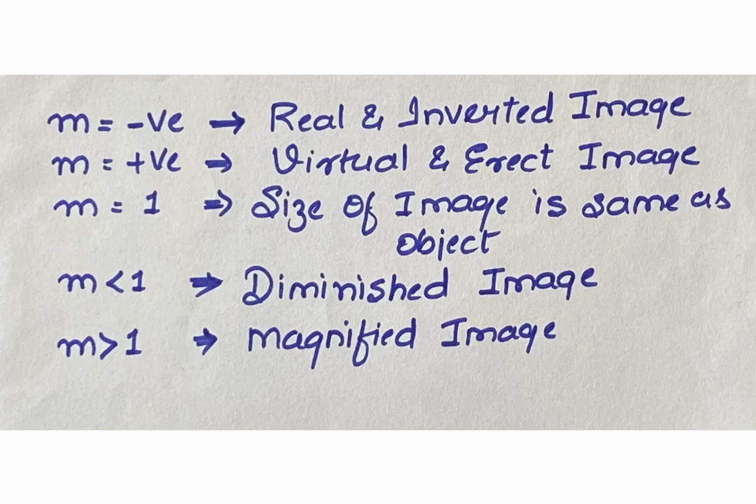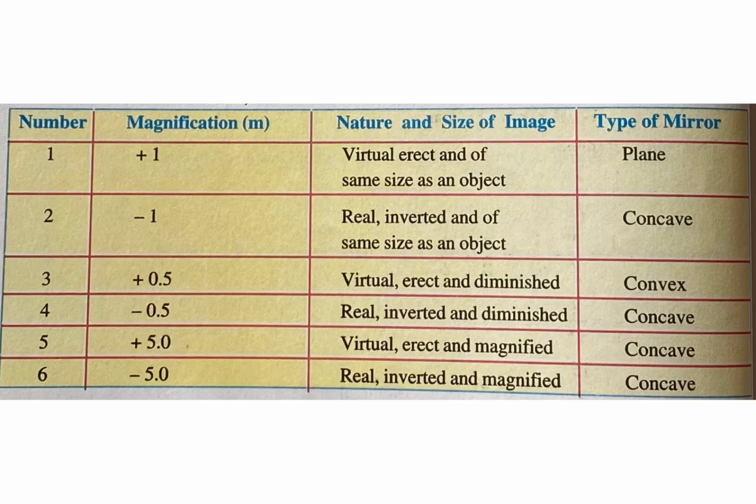Let us consider the example. Suppose that the height of the image is 10 centimeter and the height of the object is 5 centimeter. So if we take h dash upon h, it will be 10 by 5, which is equal to 2, which is greater than 1. So generally, if m is greater than 1, then it represents a magnified image. So students, you have to remember these things related to magnification, which will be helpful to you in solving the numericals.